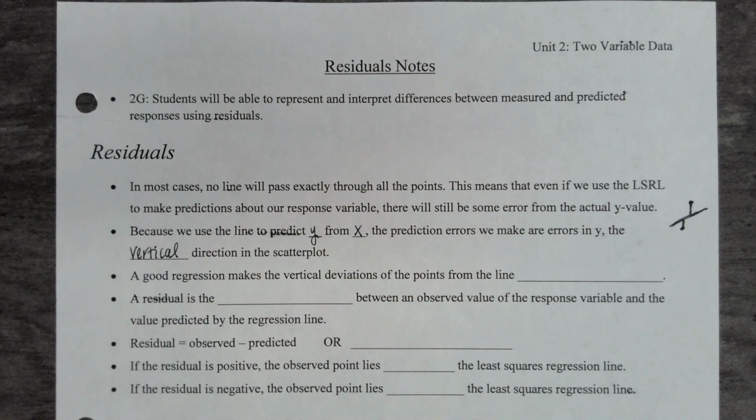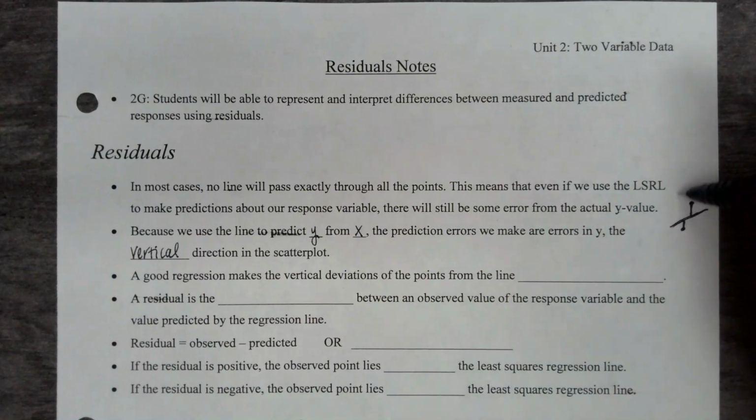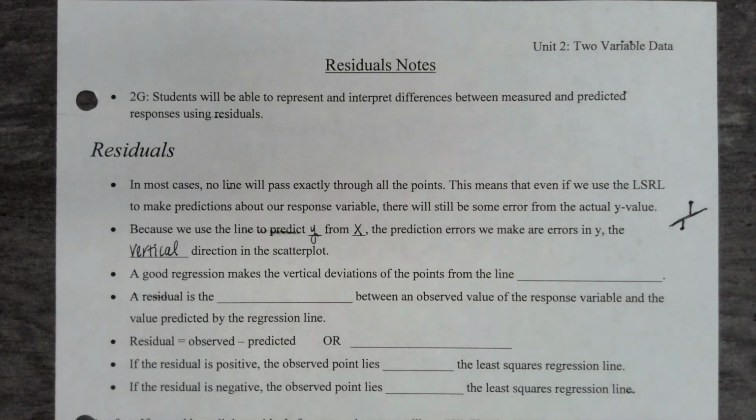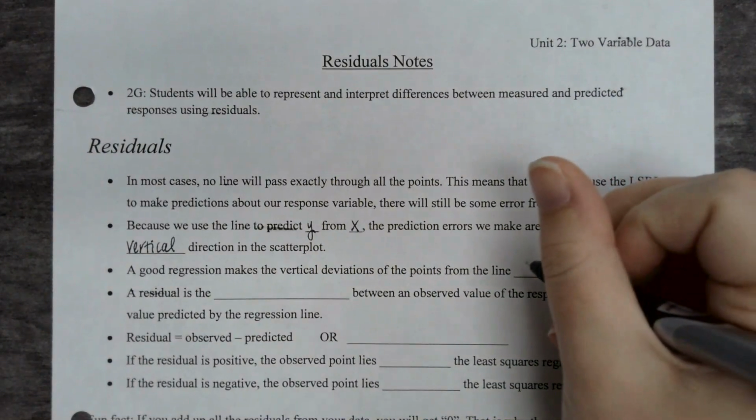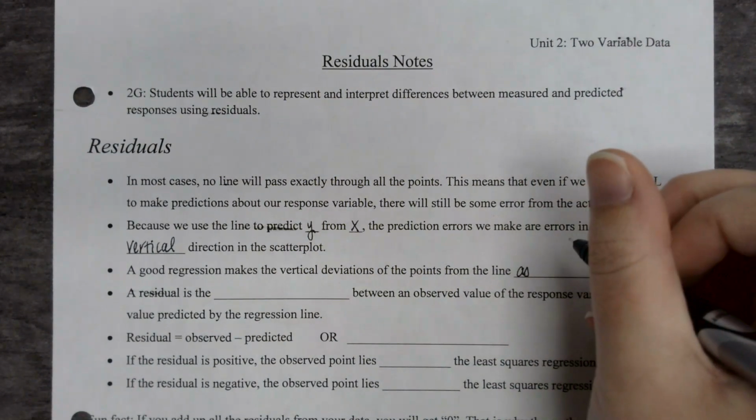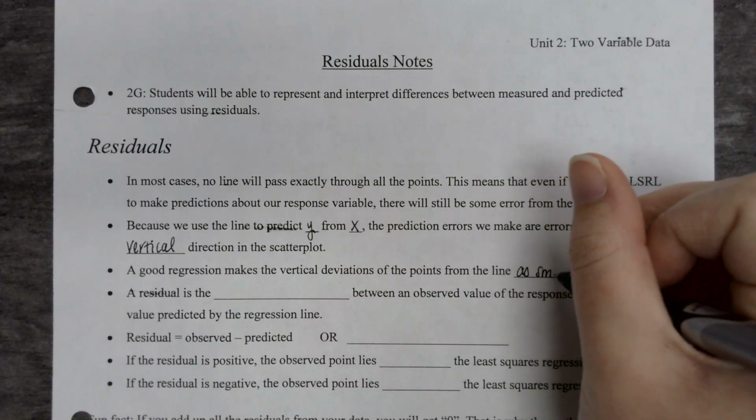Now, a good regression makes the vertical deviations from the point to the line as small as possible. So we want to make sure that we don't have a point that's way up here and we have this vertical distance that's super, super long. We want that distance from the line to be as small as possible.